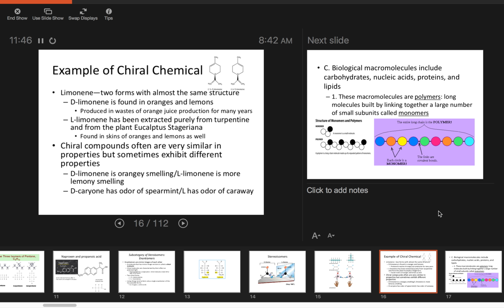Another example is, and there's no picture of it, but caraway. So you find this in Trident gum. So right-handed has the odor of spearmint, but the left-handed has the odor of caraway.